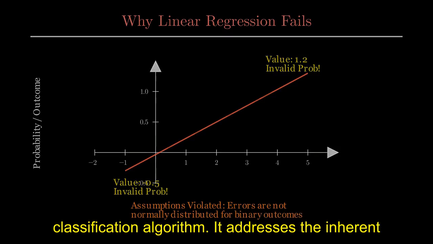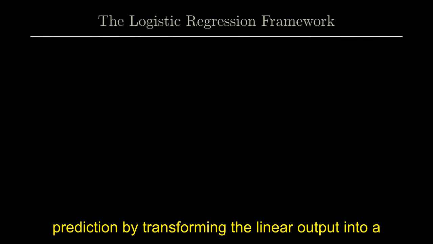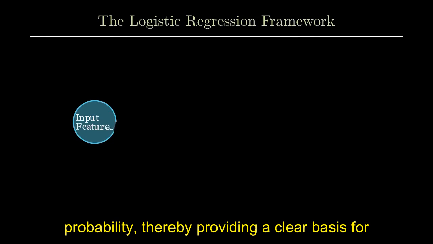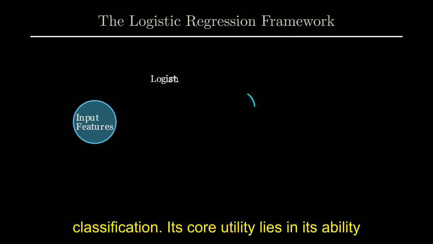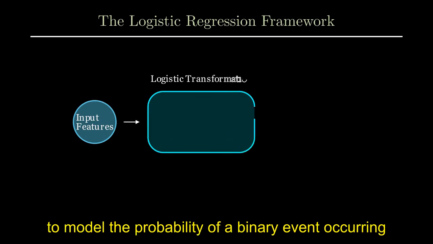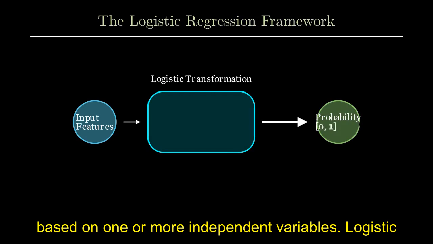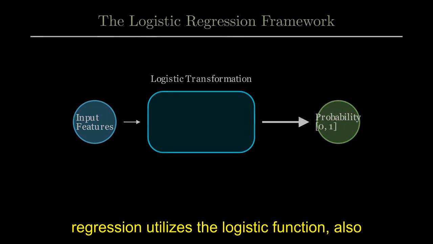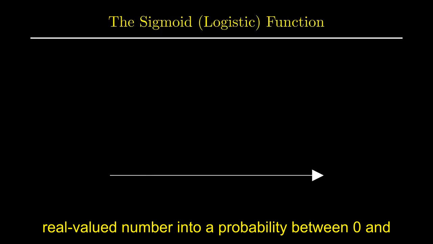It addresses the inherent limitations of linear models for categorical prediction by transforming the linear output into a probability, thereby providing a clear basis for classification. Its core utility lies in its ability to model the probability of a binary event occurring based on one or more independent variables. Logistic regression utilizes the logistic function, also known as the sigmoid function, to map any real-valued number into a probability between 0 and 1.